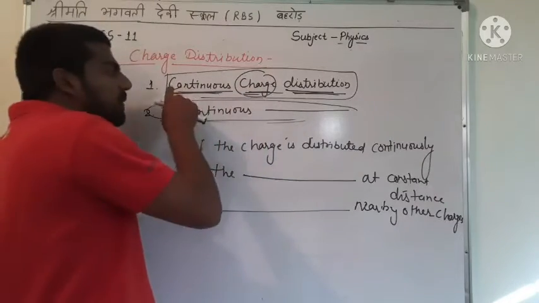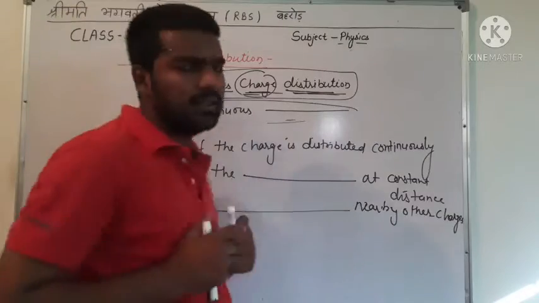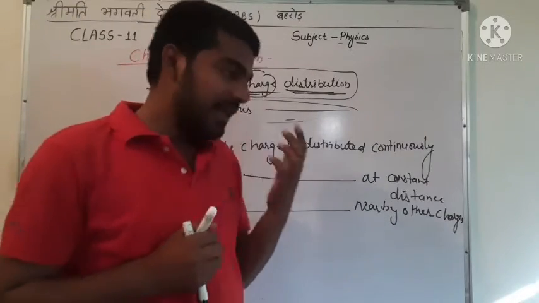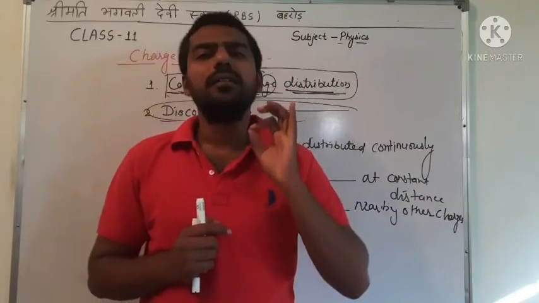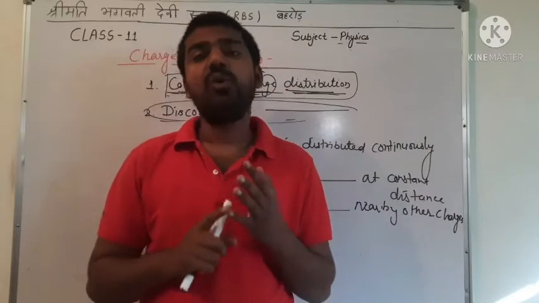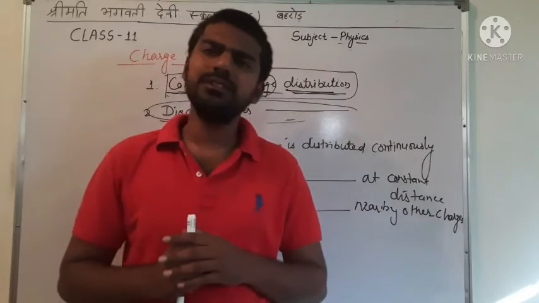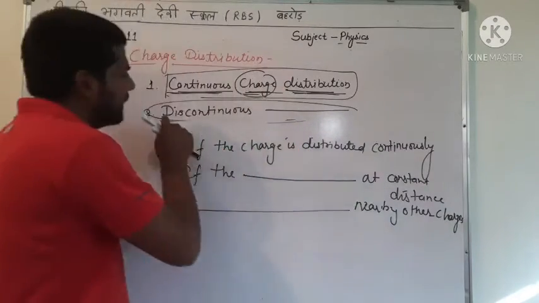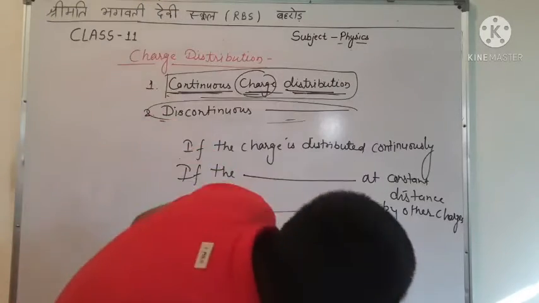And the opposite of continuous charge distribution is called discontinuous charge distribution. It means if the charge is distributed not continuously, or not at a fixed distance, or not nearby other charges, then it is called discontinuous charge distribution.